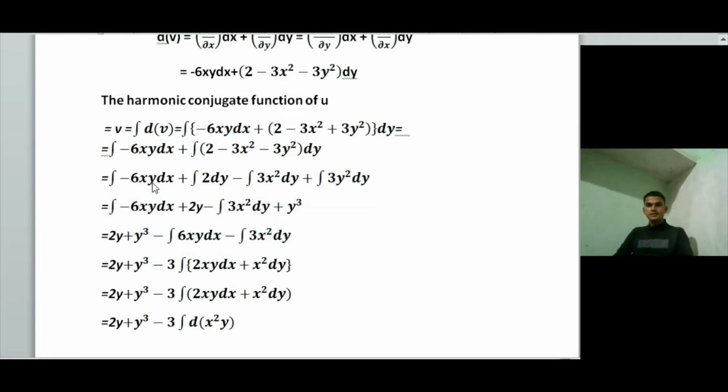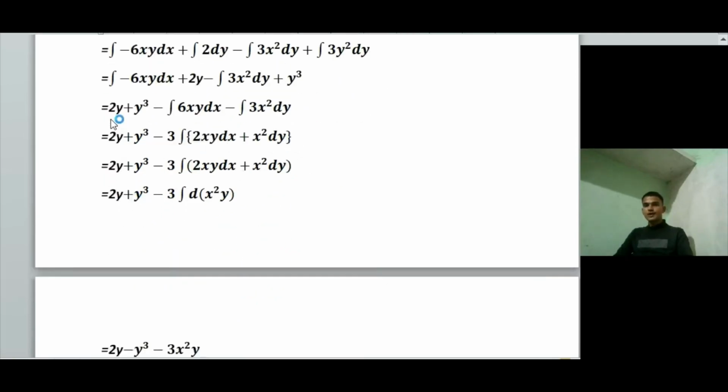And this is minus 6xy dx, minus will come outside, so minus integration of 6xy dx, and this is minus 3x square dy. So this is 2y plus y cube. We can take 3 common, and the minus sign is also there, so minus 3 will come outside.